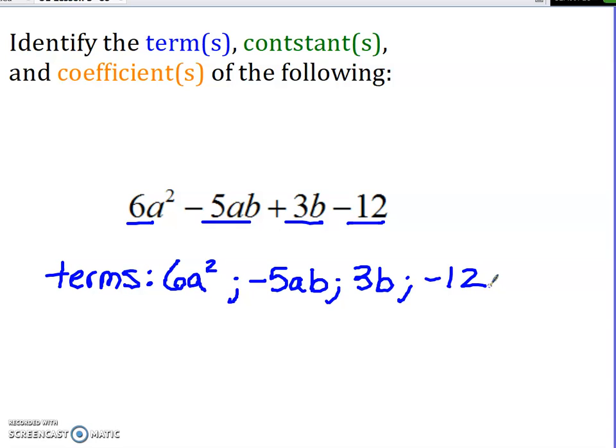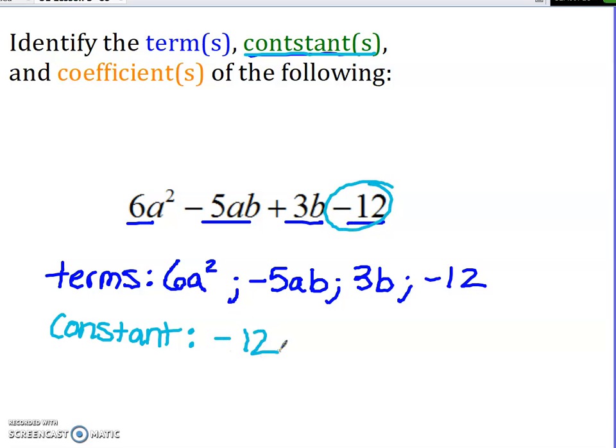Next thing they want us to identify, they want us to identify a constant. Oopsie, I'm going to switch colors here. Constant. Thinking back to our vocab on the other page, remember a constant is just a number with no variables. So if we look up here for a number with no variables, 6a squared wouldn't work, 5ab, nope, 3b, nope. But this negative 12 has no variables. So that is my constant term.